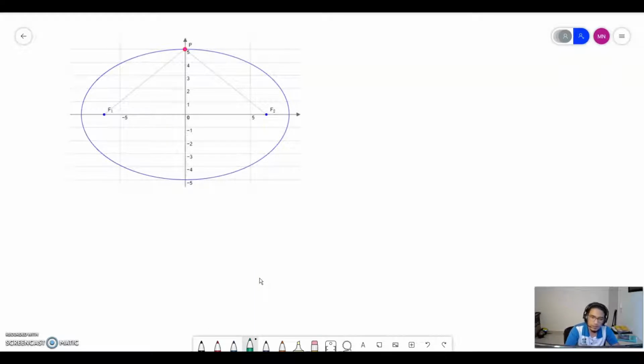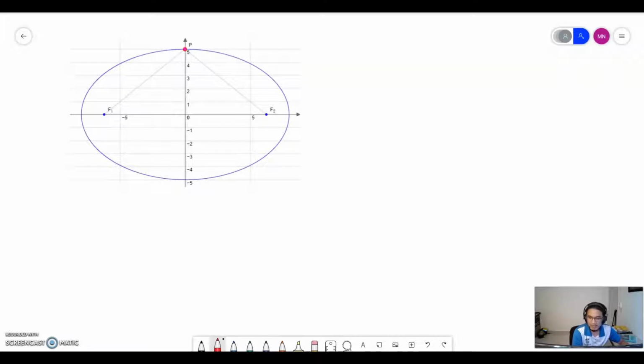Okay, so this video is to cover ellipse. The first thing that we need to know in ellipse are the components that we have in ellipse. As we can see, here is the example of a horizontal ellipse.